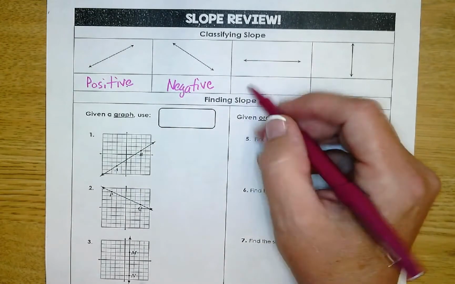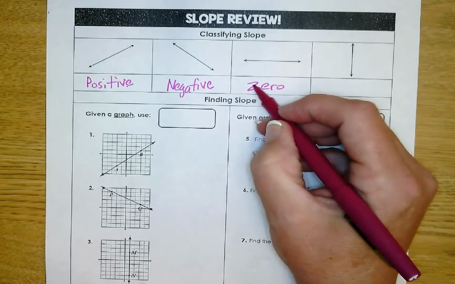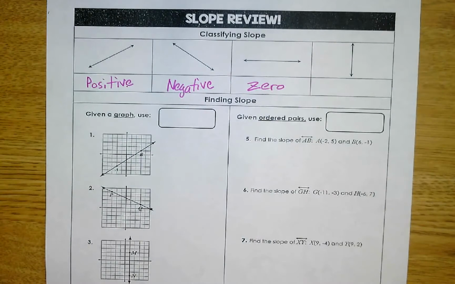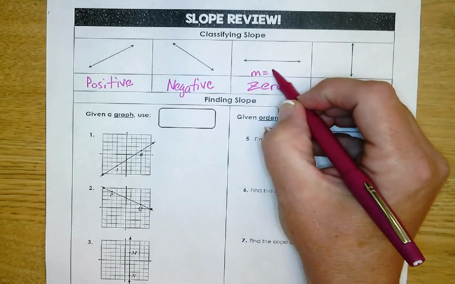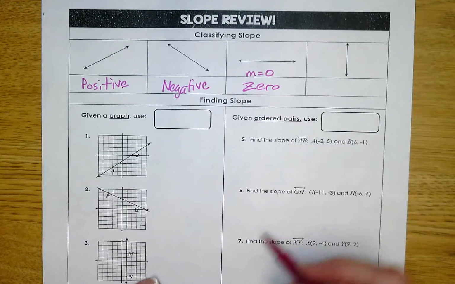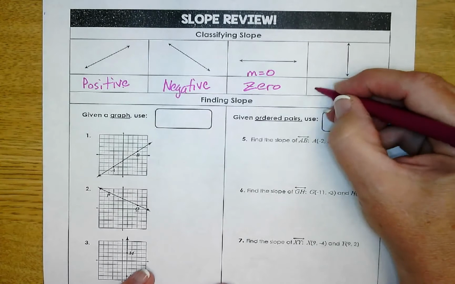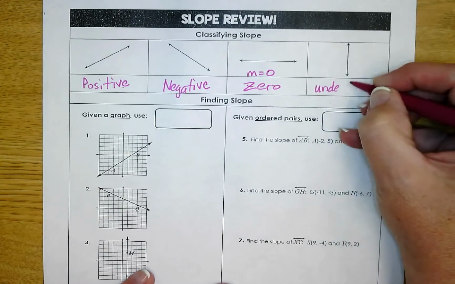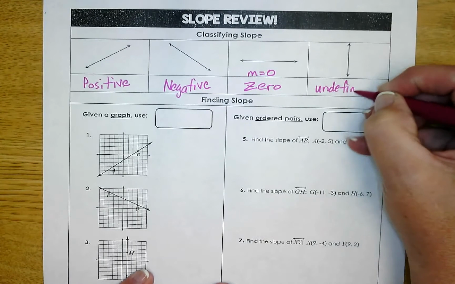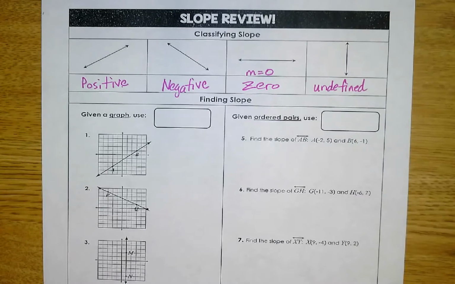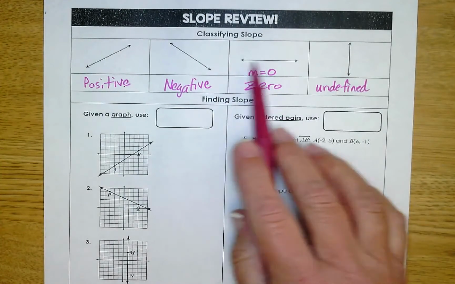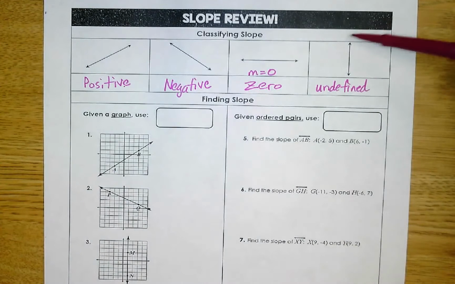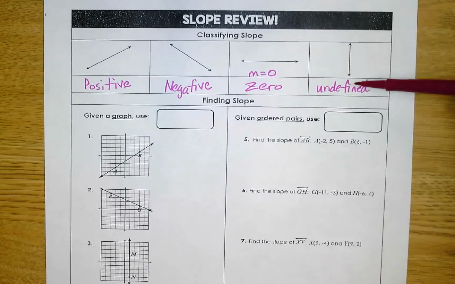If it is a horizontal line, that is zero slope. Zero is different than none. So that would be slope M would equal 0. If I have a vertical line, that is what we call undefined. And these two are just always going to be that. So horizontal is going to be 0, vertical will be undefined.